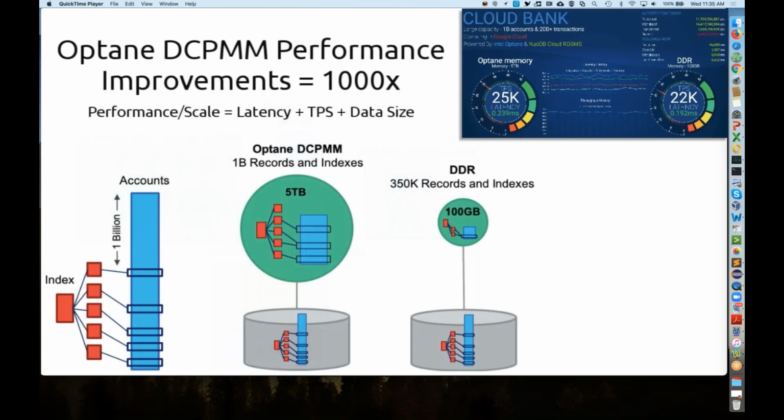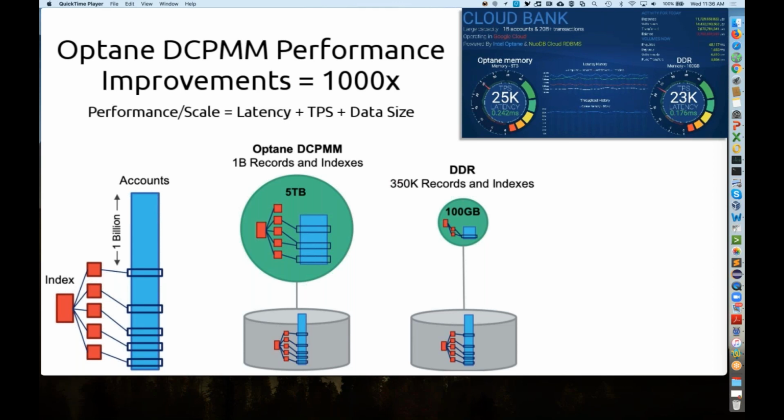But here, on this slide, we're really getting down to the secret sauce of this whole architecture, and that's the Optane memory. It's not just important what performance you have, but what's the most important observation: can you maintain the same level of performance, which is TPS and latency, over very large amounts of data? And that's exactly what Optane delivers.